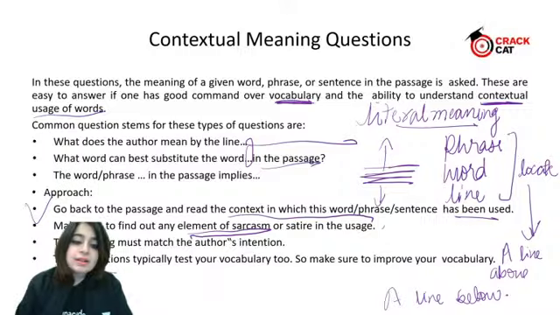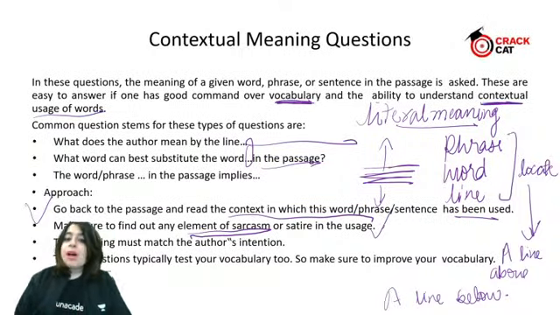I hope you guys understand what basic sarcasm is. If you do not understand, don't worry, because eventually we'll be solving a lot of passages which will give you a basic idea of how to sense sarcasm and make sure you are able to mark the answer which is in line with the author's intention.